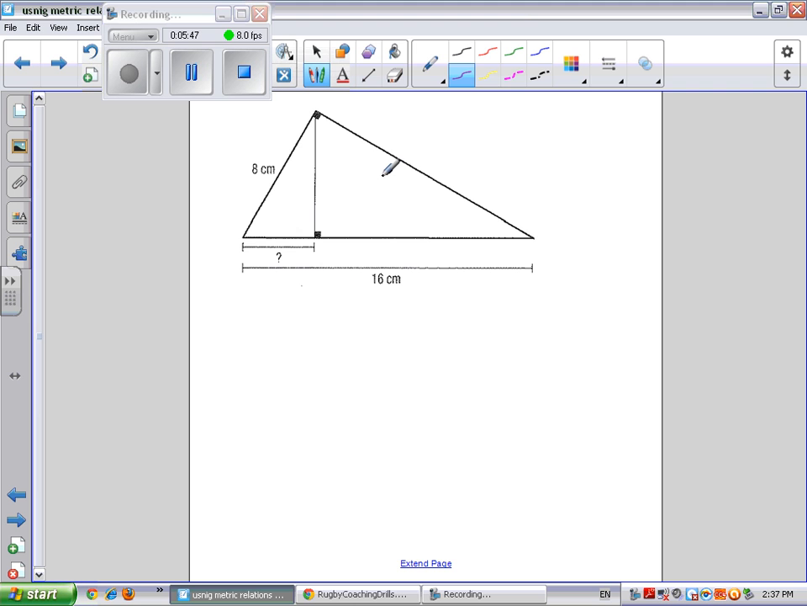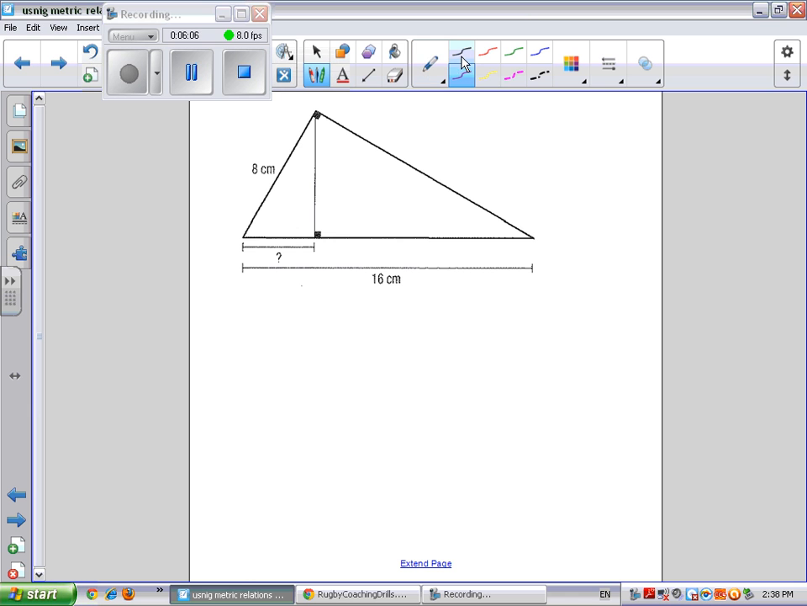So the next one, same kind of deal. Just gonna give you another example using maybe a different relationship. So again, pause and then come back to me when you found the missing measure. Welcome back.